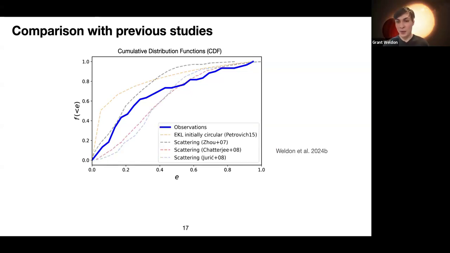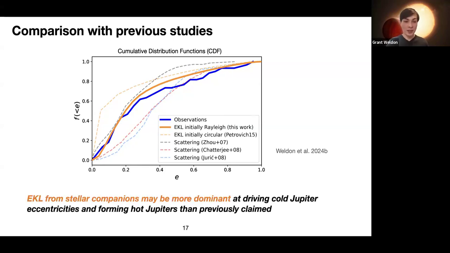Again, the outcomes of scattering depend highly on the initial conditions, but in general, scattering produces a Rayleigh distribution, and the present day eccentricity distribution, the solid blue line, doesn't look like a Rayleigh distribution. It has a peak at low eccentricities and a tail out to high eccentricities. But when you combine planet-planet scattering followed by EKL on longer timescales, which is what we do in our work, you can produce a much better match to both the peak and the tail of the distribution. And these results suggest that EKL from stellar companions may be more dominant at driving cold Jupiter eccentricities, and thus forming hot Jupiters, than was previously thought.